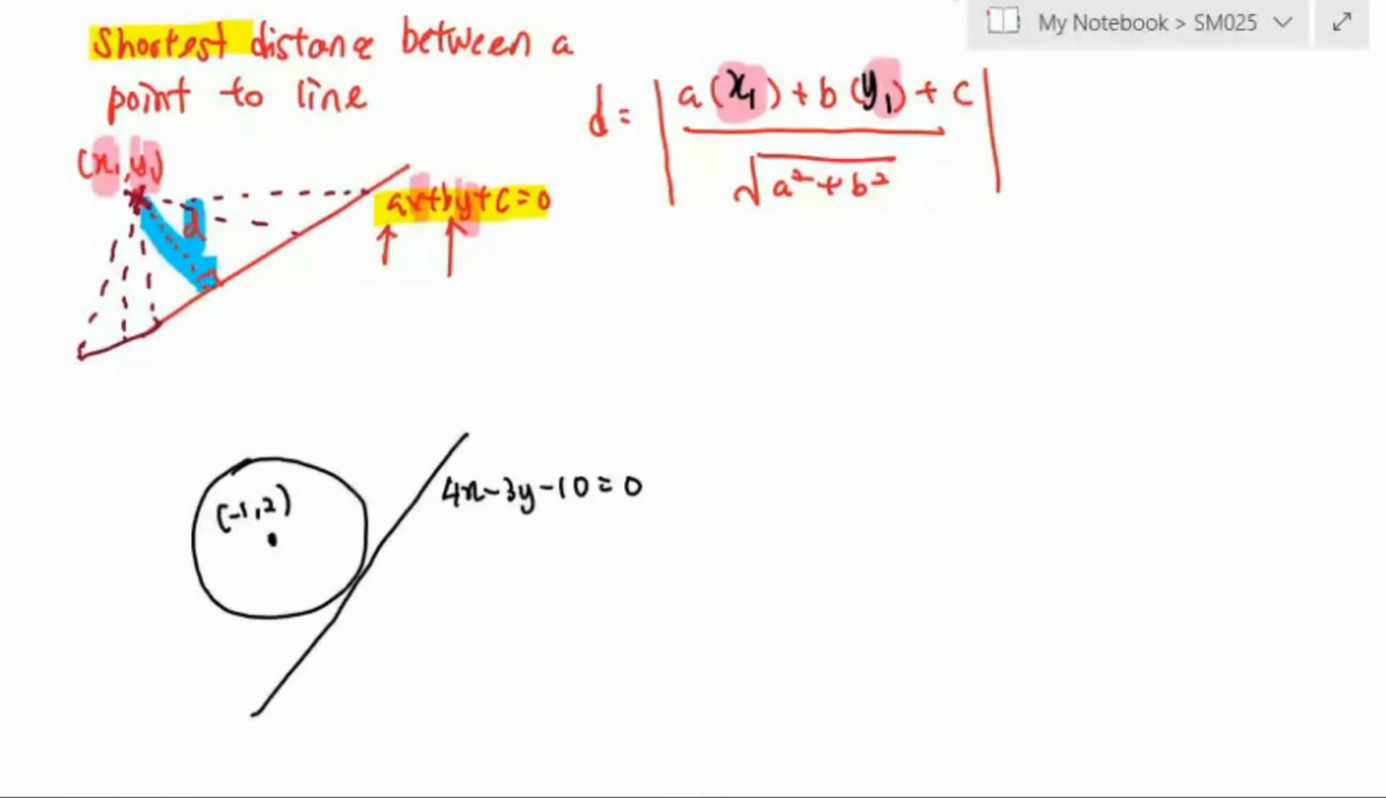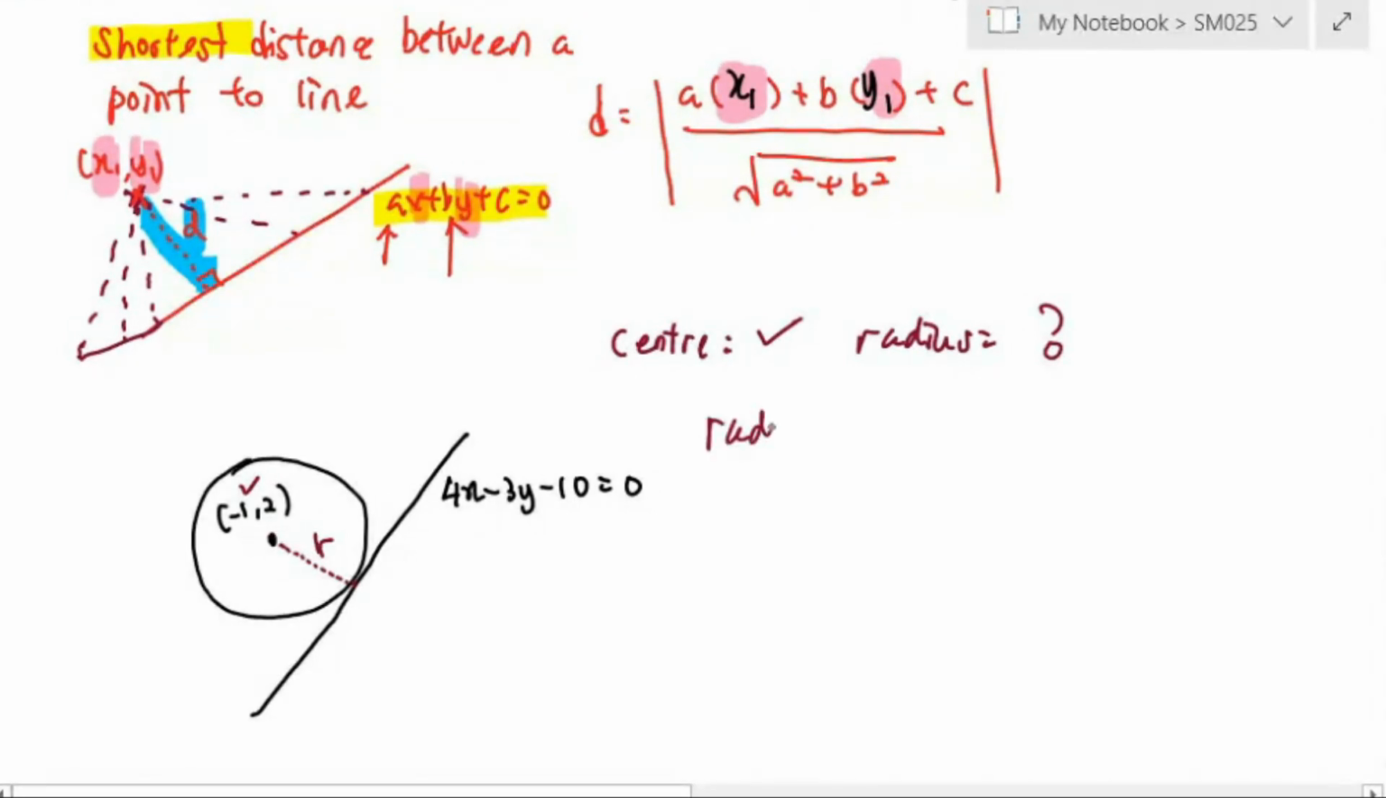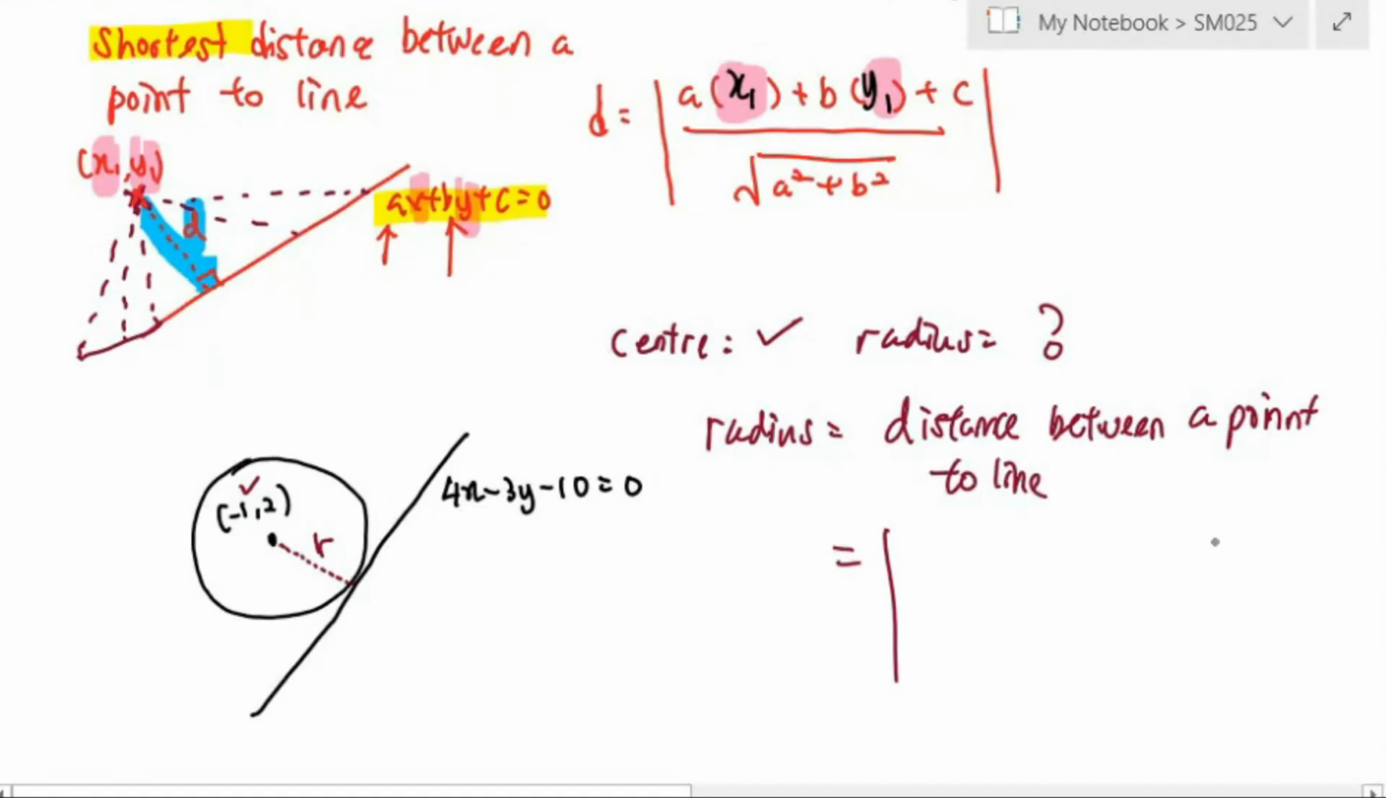So every time we want to find our equation of circle, we must have a checklist here. Do you have the center? Yes, this question is given. Do you have the radius? Obviously this question doesn't give you the radius. So how to find your radius? The radius here will be the distance between a point to a line. So my radius will be from the formula of the distance between a point to a line. So we need this formula.